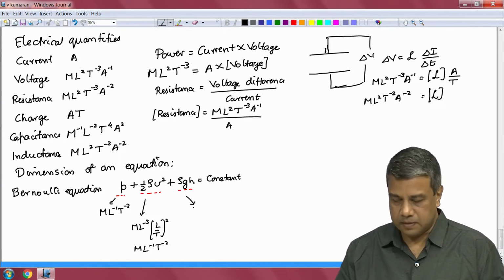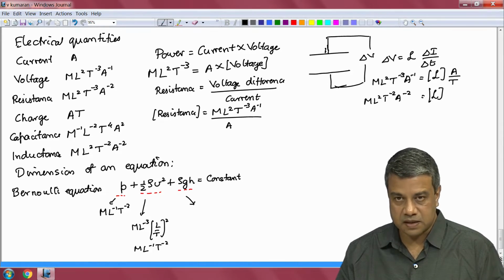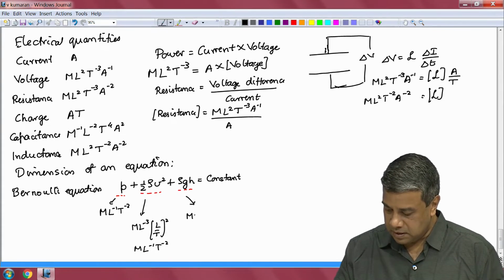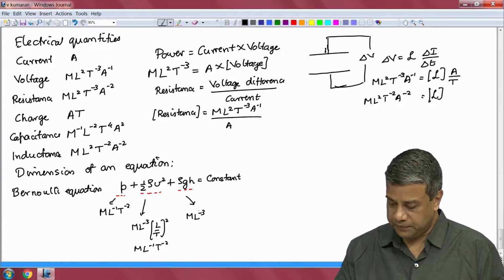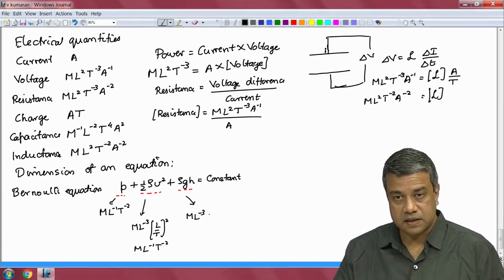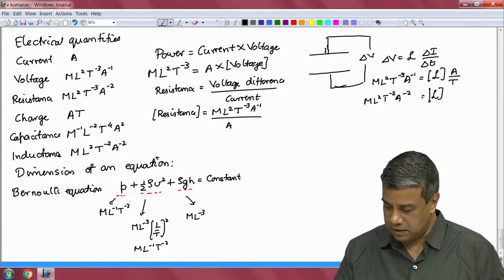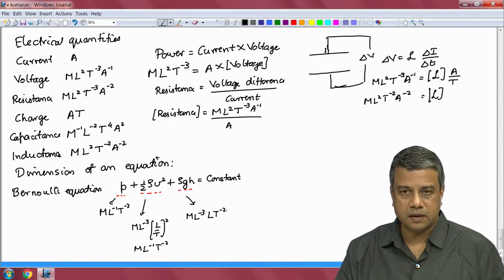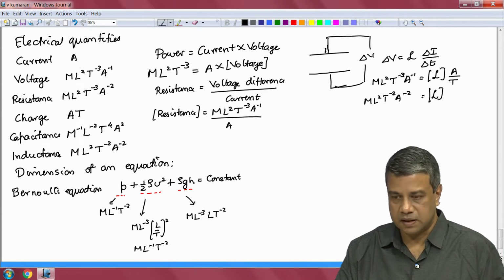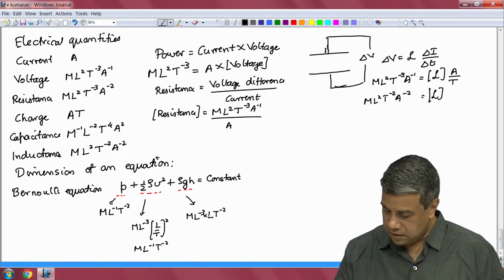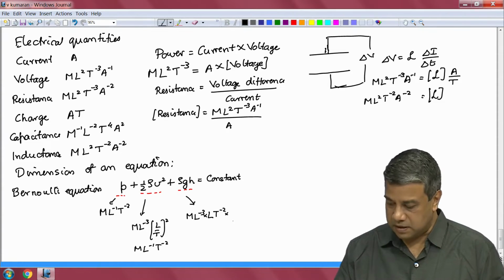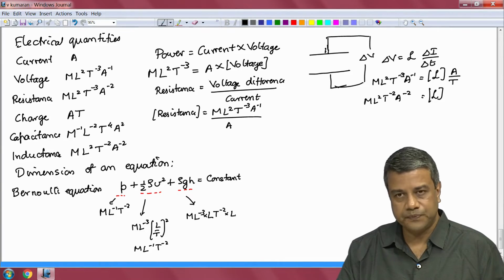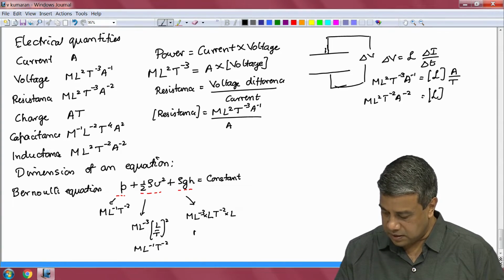And the dimension of the third term here, density times gravitational acceleration times h. M L power minus 3 is the density. Gravitational acceleration is the rate of change of velocity. The velocity is L T inverse, and rate of change of velocity is L T power minus 2, into the height h, which has dimensions of length. You can easily work this out once again. This has dimensions of M L inverse T power minus 2.